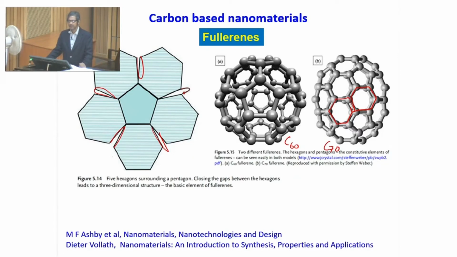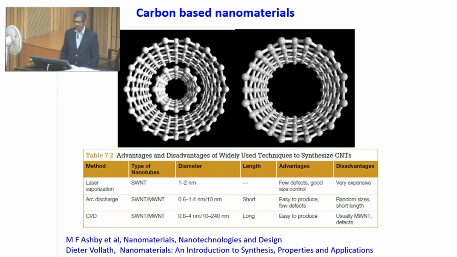The closing of gaps between the hexagons leads to a three-dimensional structure, which is the basic thing about fullerenes, these closing gaps. So what do you understand from this picture? You clearly understand that under certain experimental conditions, we can allow the carbon atoms to shell and produce such nice structures. This discovery was done long back by Harold Kroto and Smalley. They proposed this model and discovered it.